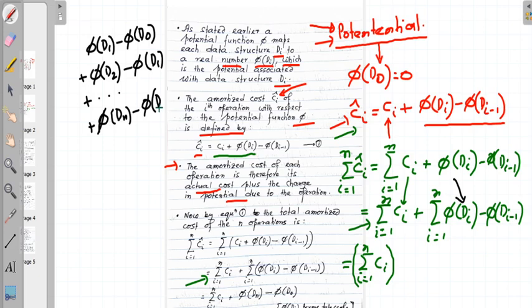What will be there? Can you tell me? Phi of Dn minus phi of what will that be? Who will tell? Dn minus 1.